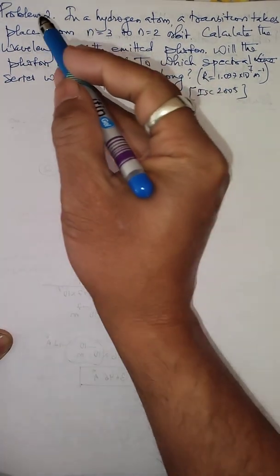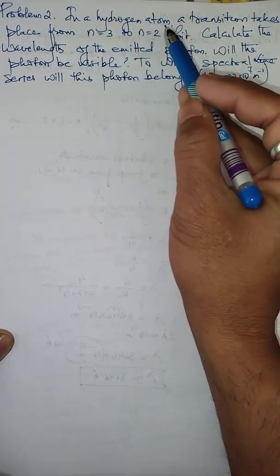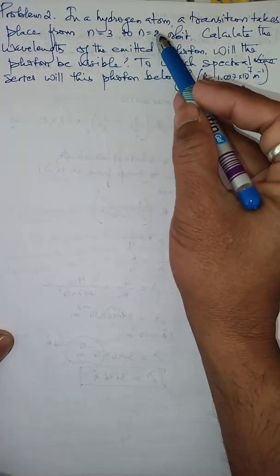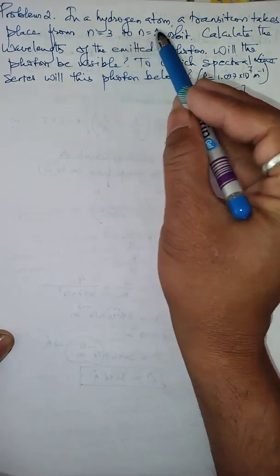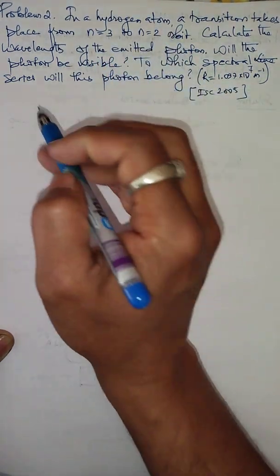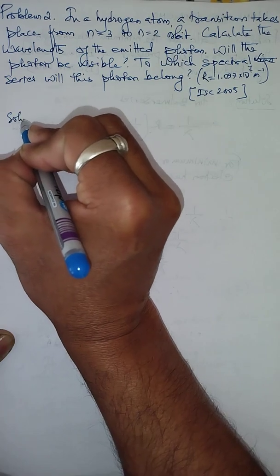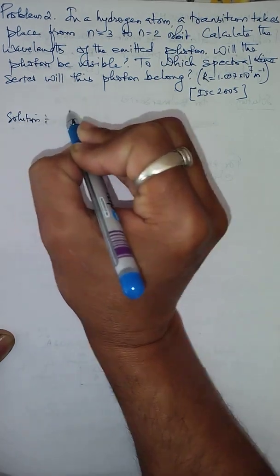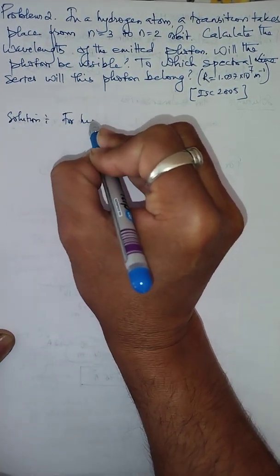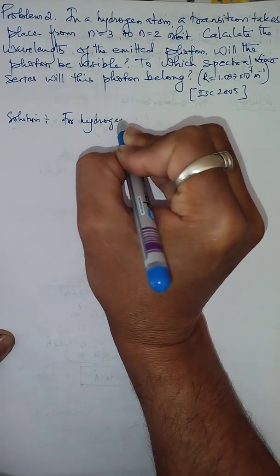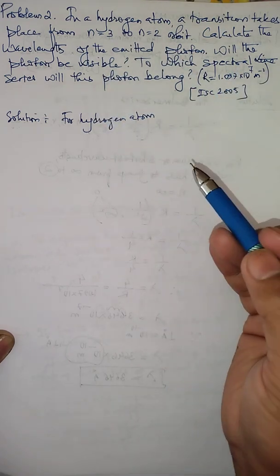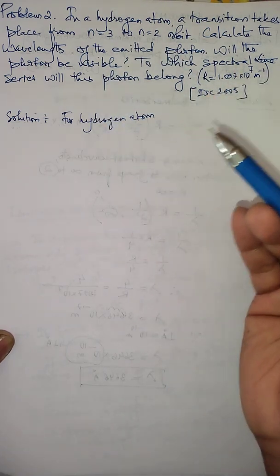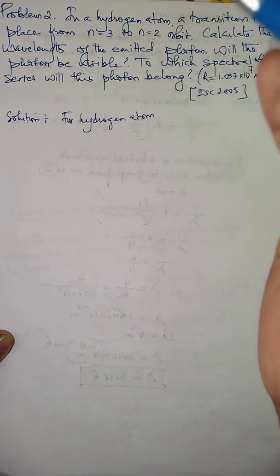Now the problem number 2 says that in a hydrogen atom, a transition takes place from n equals 3 to n equals 2 orbit. Now see, this is the solution I am doing for the hydrogen atom. What transition takes place? From 3 to 2, which means the electron jumping from orbit number 3 to orbit number 2.